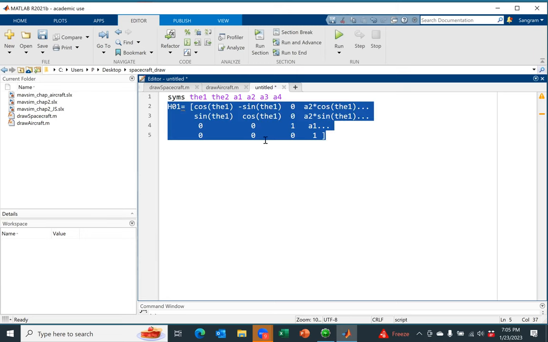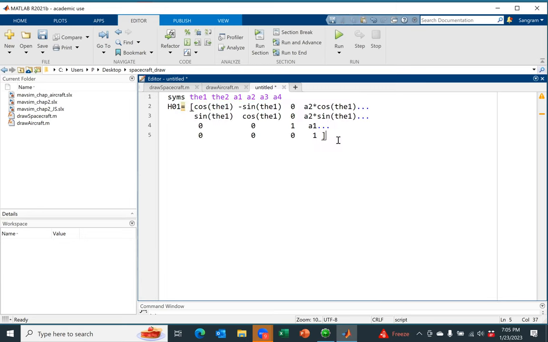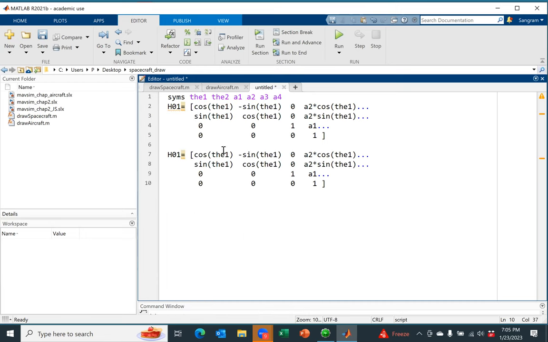Same thing. Copy, paste, and the difference here is that this is 1H2, right? Look at the notes. This is theta 2, theta 2, A4, theta 2, theta 2, A4, theta 2, theta 2. And then I have A3 here.